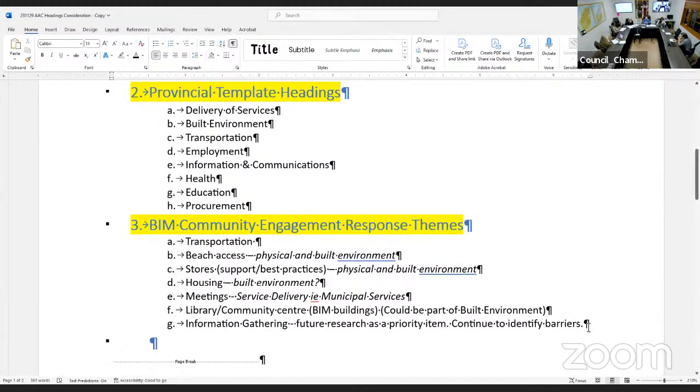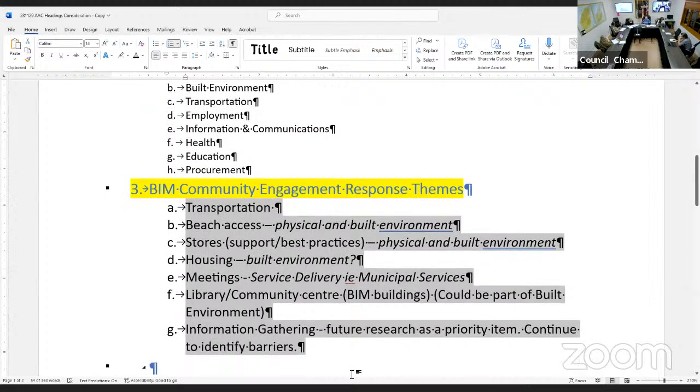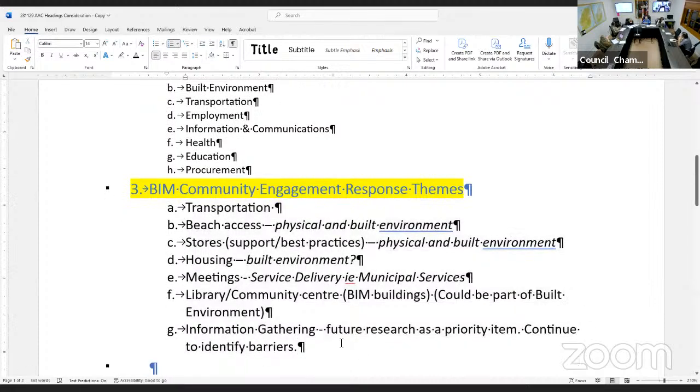Oh, we had that thing about future information gathering. That could go in the monitoring and evaluation section of the report. If you look at the framework, that's at the end. Okay, so it's in, but not in these headings. Number 7 of the template, monitoring and evaluation. Okay, it goes in there.